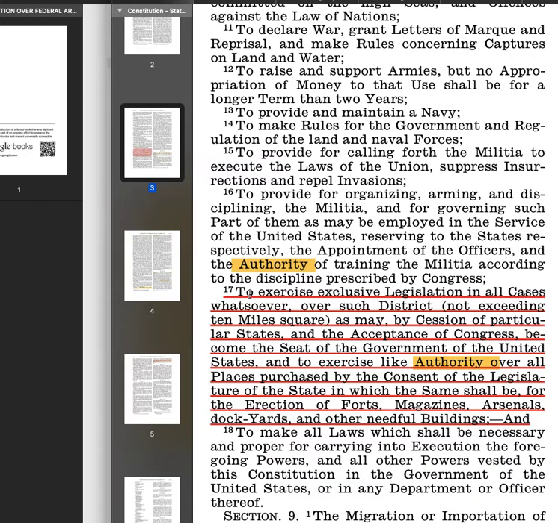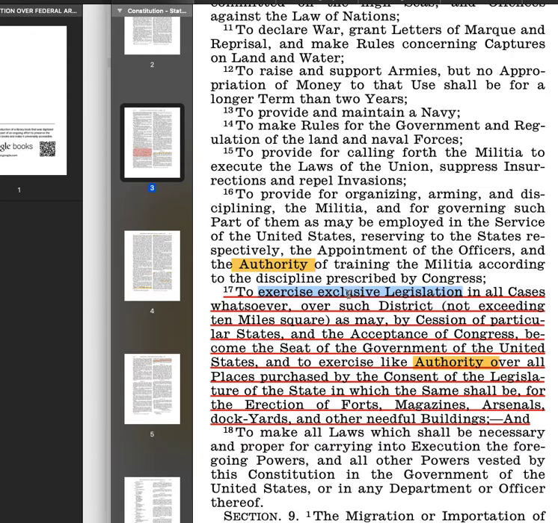It says to exercise exclusive legislation in all cases whatsoever over such district, not exceeding 10 square miles, as made by cession of particular states and acceptance of Congress become the seat of government of the United States, which is the lands for military purposes, and to exercise like authority over all places purchased by the consent of the legislature of the state in which the same shall be, for the erection of forts, magazines, arsenals, dockyards, and other needful buildings.